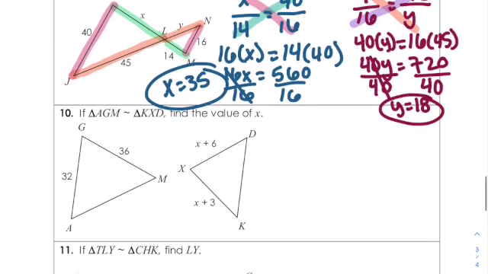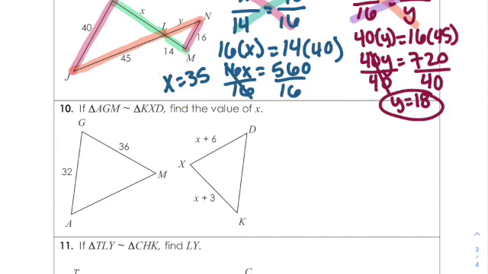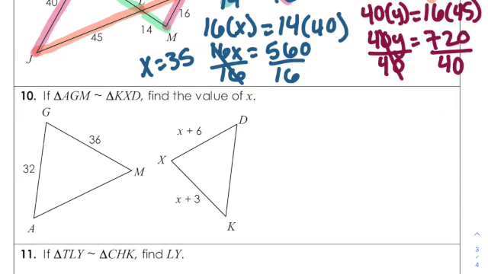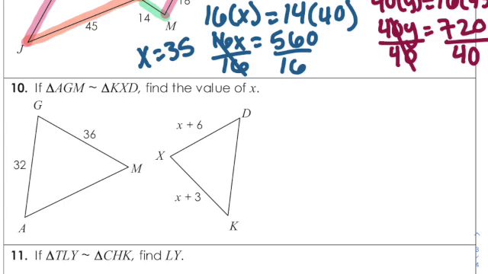All right, number 10. It says if triangle AGM is similar to triangle KXD, find the value of x. So this time I'm going to go in the order the triangles are written, just to show you that it works as long as you're consistent. Say AG is written first, so I'm going to do AG.